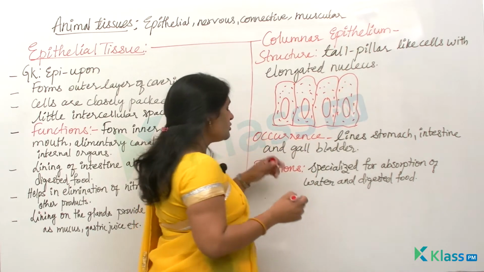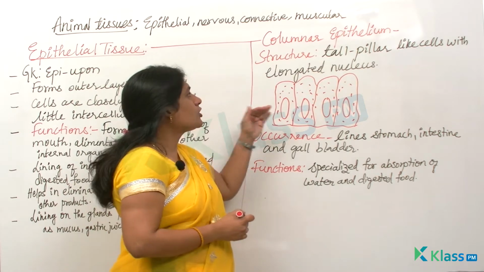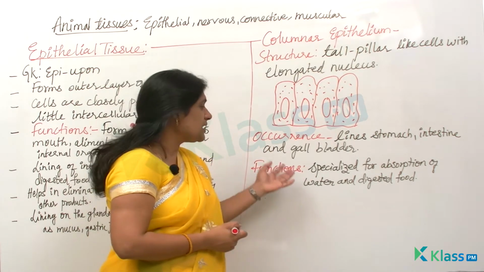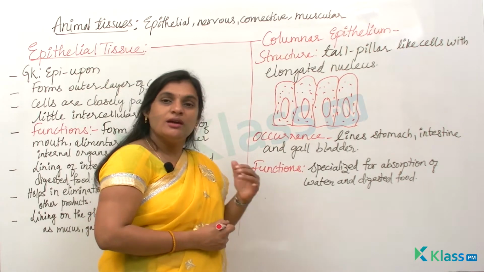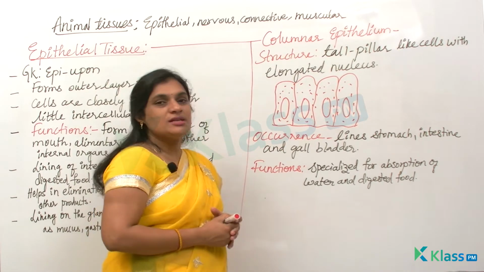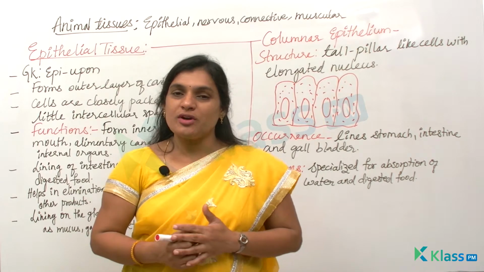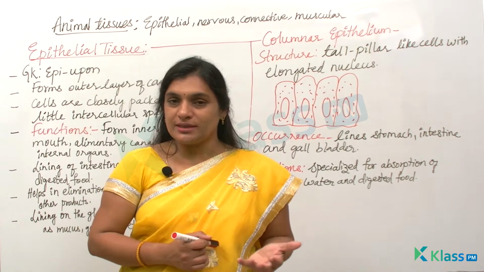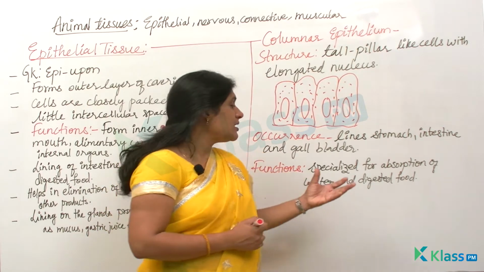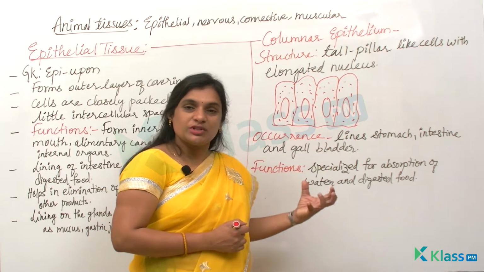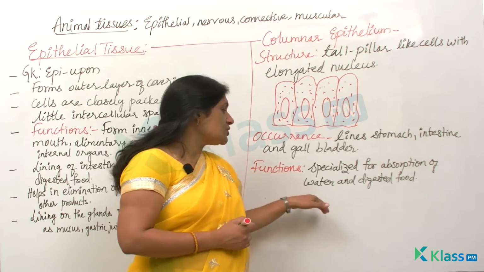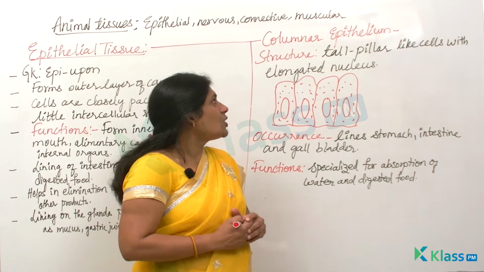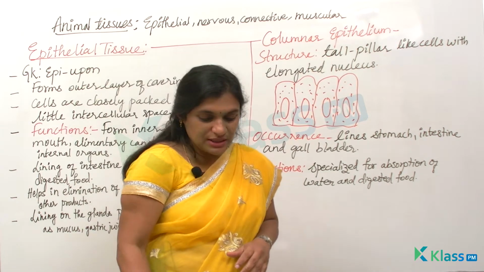When you look at the occurrence of these columnar epithelium, usually they line the stomach, intestine and the gallbladder. And the functions are, they also have common functions just like cuboidal epithelium, like protection, absorption and secretion. Apart from that, these cells are specialized to absorb the digested food and water. So, this is all about your columnar epithelium.